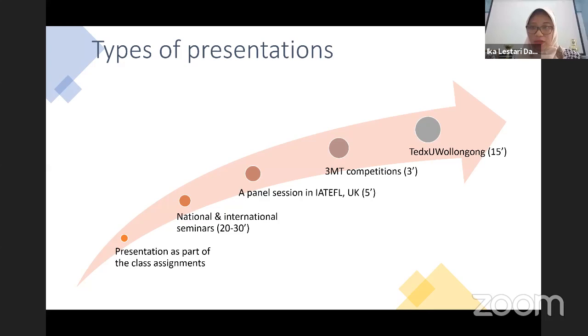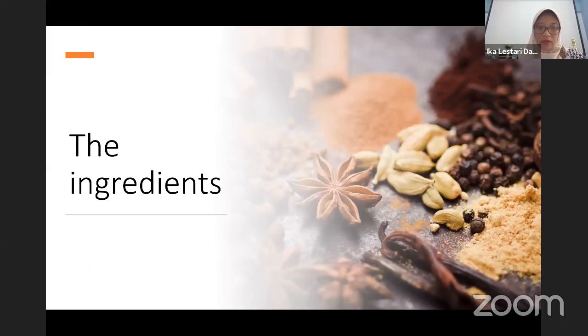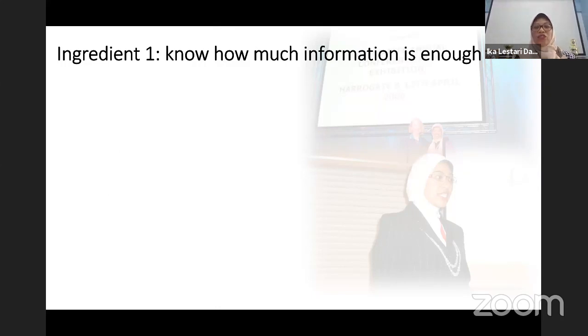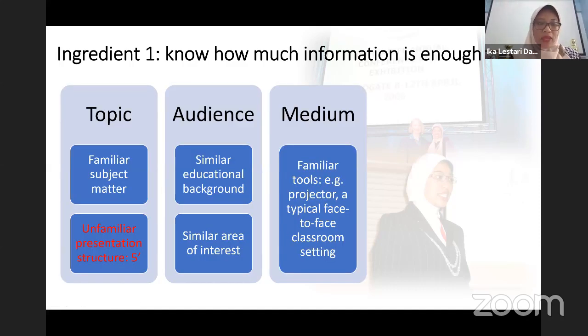So based on these experiences, I discovered some ingredients for how to make a presentation interesting. So what are the ingredients? The first one, I need to know how much information is enough. So here, this is from my experience from the IATEFL conference where I did a panel session. At that time, what I presented, I understood clearly because I presented the work that I did. So I'm familiar with the subject matter.